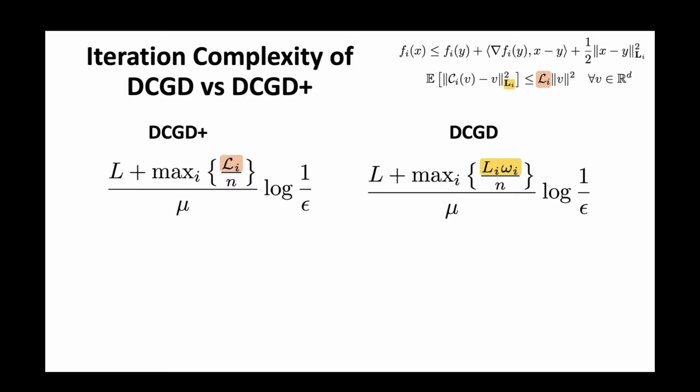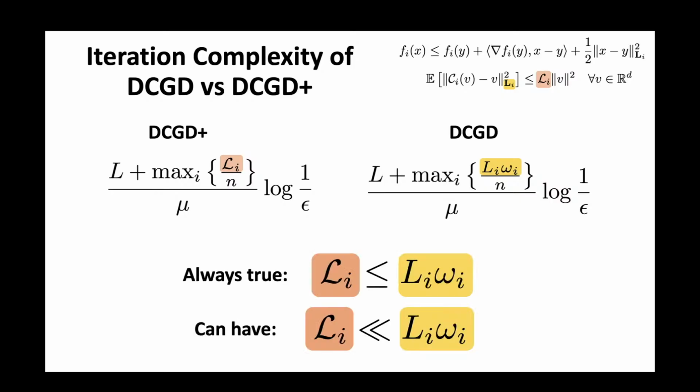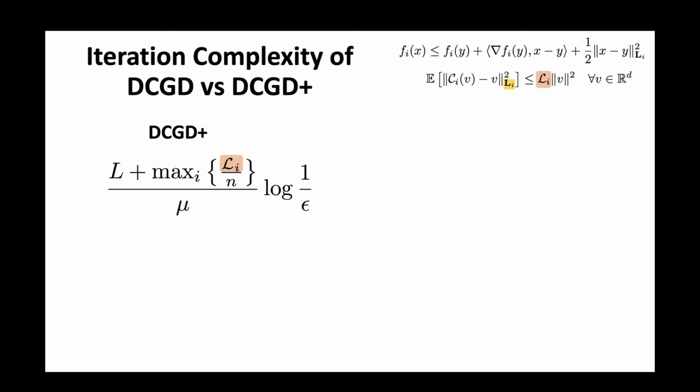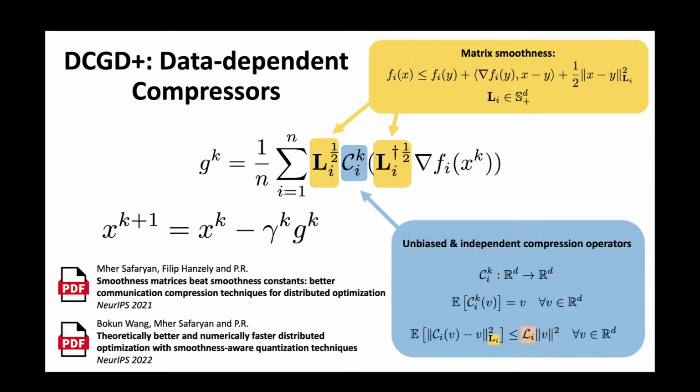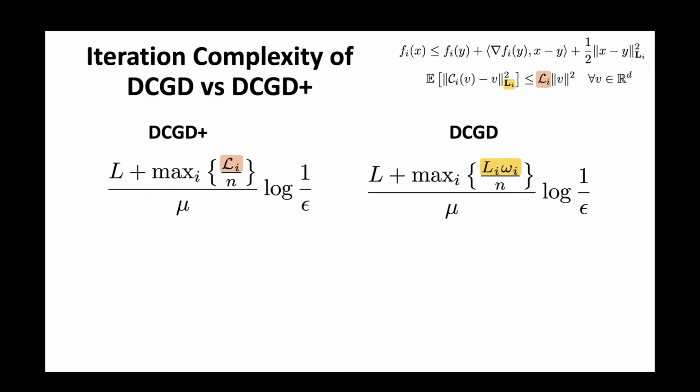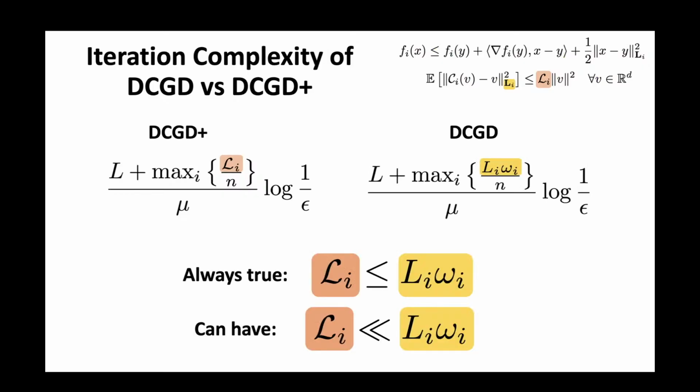But for this new method, DCGD plus, which does what you saw on the previous slide, instead of this product, you get this script, calligraphic Li. But this one is always smaller than this. This just comes from the definition. If you look at this, if this is a multiple of identity, then this script Li would be that multiple times omega I. But it can be much better than that. So this is always true, which means we cannot lose by doing it this way.